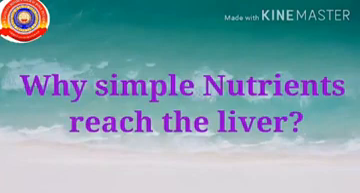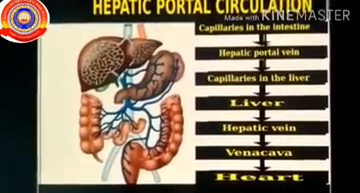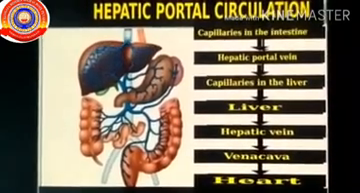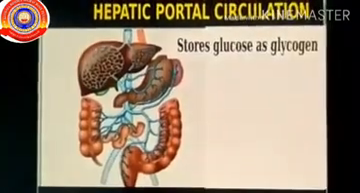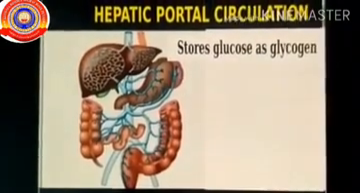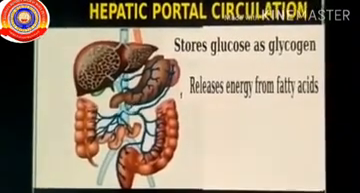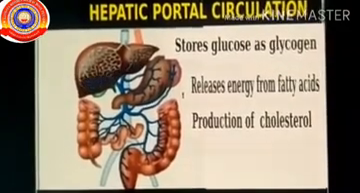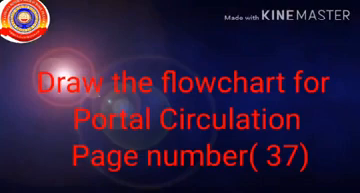Why do simple nutrients reach the liver? It's a very important question. Students, you have to write it in your notebook. The liver is a center of metabolism. Simple nutrients undergo several changes in the liver. Example, storage of glucose in the form of glycogen, releasing energy from fatty acids, producing cholesterol, and neutralization of toxic substances, etc. are such changes.